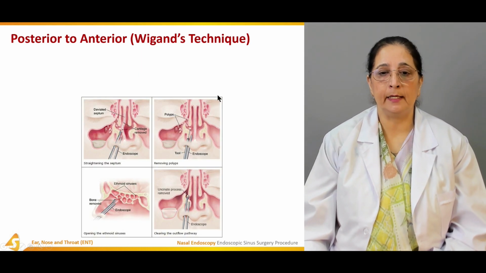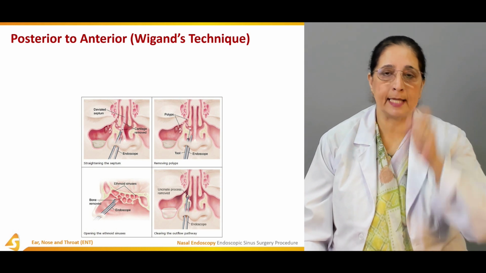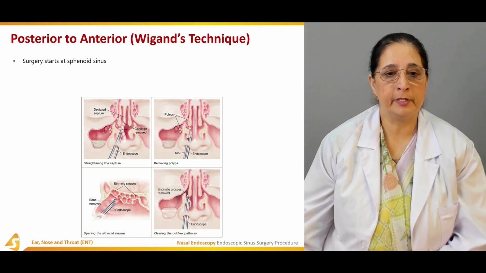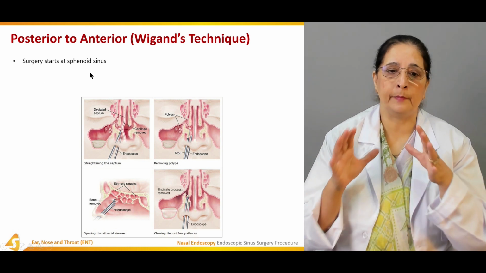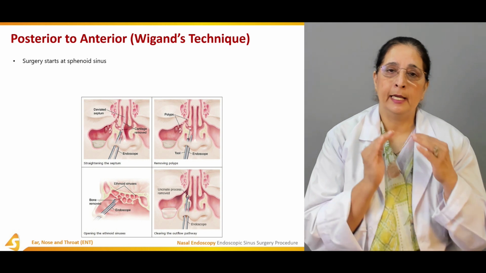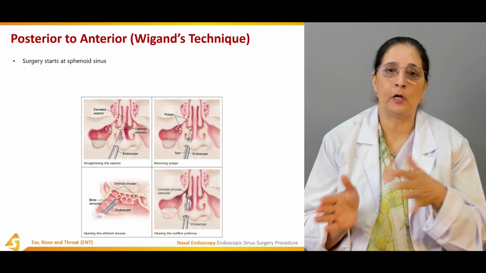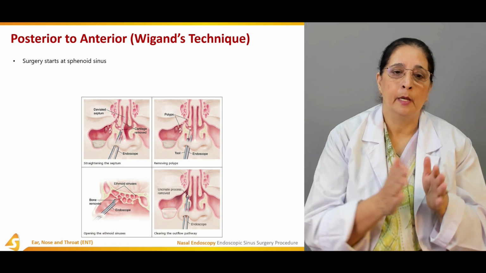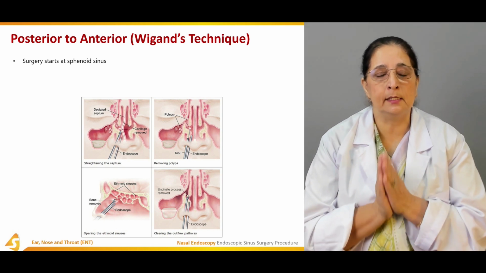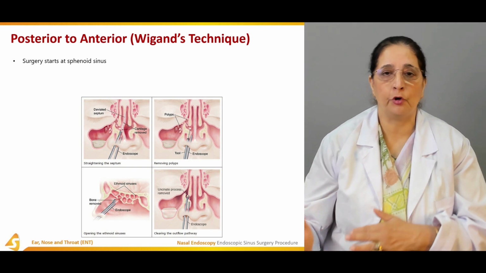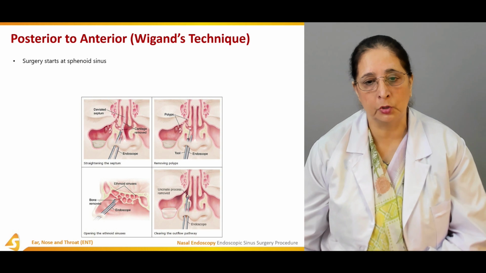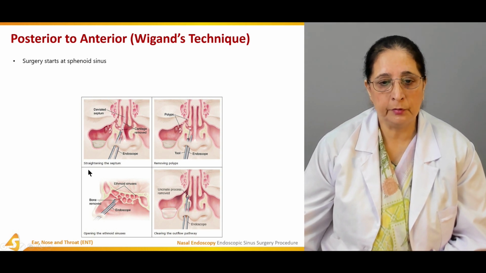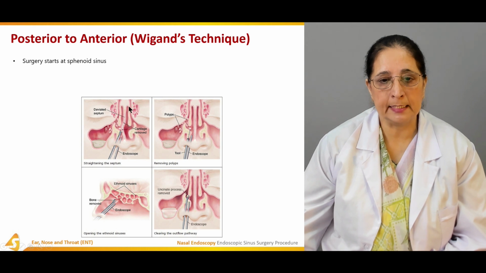Posterior to anterior is another technique, known as Wigand's technique. In the previous technique, starting from the uncinate process, it ends at the sphenoid sinus. But in this posterior to anterior technique, the surgery starts at the sphenoid sinus from the posterior and goes to the anterior. Here you can see the straightening of the septum. This is the septum, it is deviated, and it is straightened up by the endoscope.